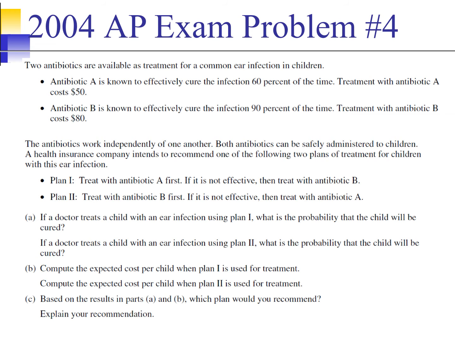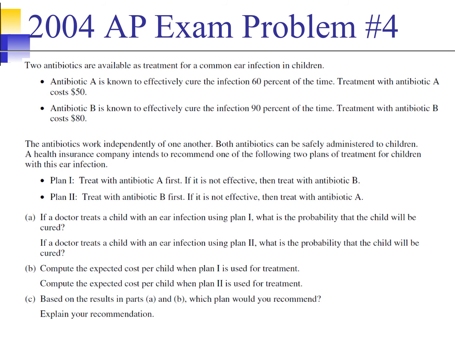A health insurance company intends to recommend one of the following 2 plans for treatment of children with this ear infection. Plan 1, treat with antibiotic A first. If that doesn't work, then treat with antibiotic B. Plan 2, treat with antibiotic B first. If that's not effective, then treat with antibiotic A. Part A asks, if a doctor treats a child with an ear infection using Plan 1, what's the probability the child will be cured? And if the doctor treats the child using Plan 2, what's the probability the child will be cured?